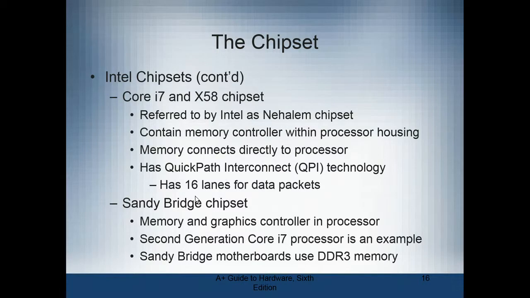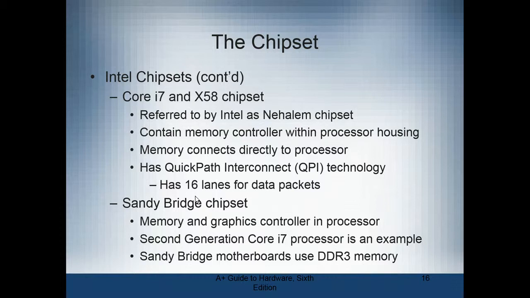Okay, so Intel chipsets, the i7 and the X58, referred to as the Nehalem, contain the memory controller and Quick Path Interconnect technology. 16 lanes for data packets. 16 lanes, and I think there's like four bits per lane, so that works out pretty good to a 64-bit architecture. So 16 lanes, 4 bits per lane when we do these things.